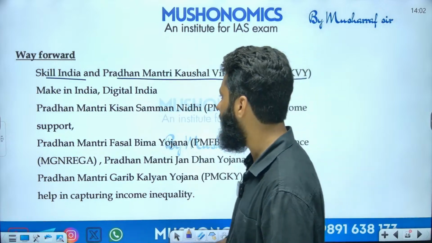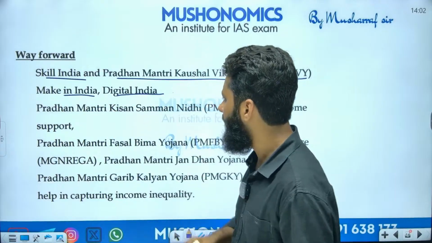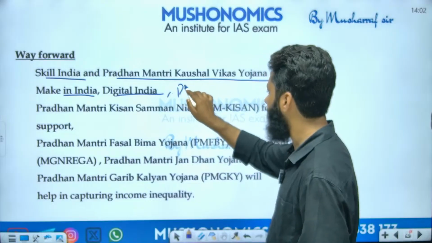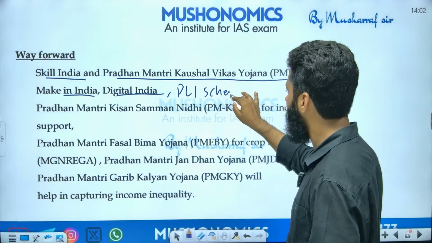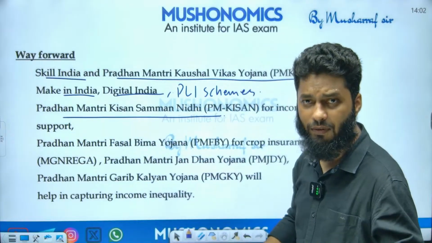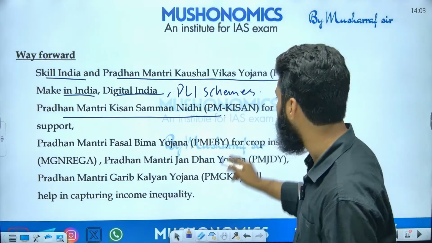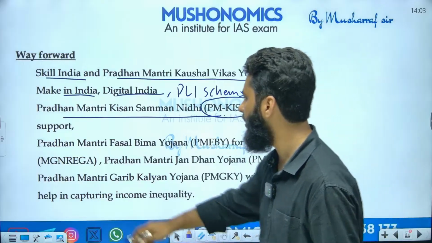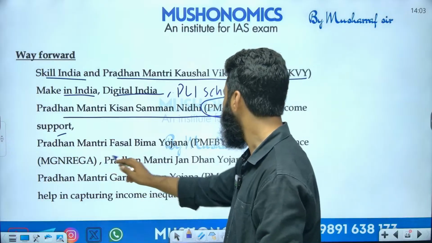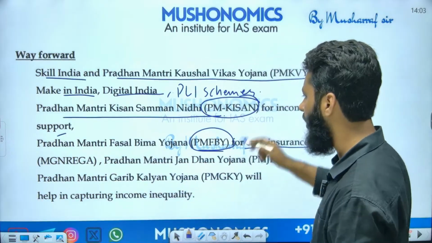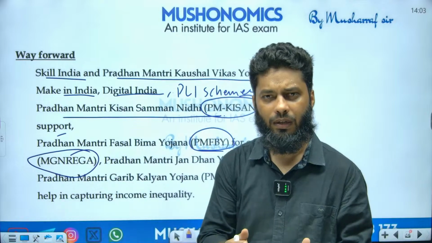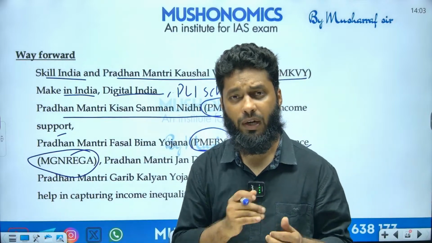Now, when we talk about way forward, you can mention Skill India, Pradhan Mantri Kaushal Vikas Yojana for skill development. For manufacturing, you can mention Make in India, Digital India, or production linked incentive schemes also. Pradhan Mantri Kisan Samman Nidhi for agriculture, for having some dignity to the farmer, that is PM Kisan, for income support. And for taking care of agricultural production, that is Pradhan Mantri Fasal Bima Yojana for crop insurance, etc.